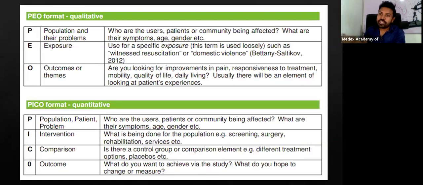So we are going towards a qualitative study. Last time I mentioned something related to qualitative studies, right? So we will go through a qualitative area.